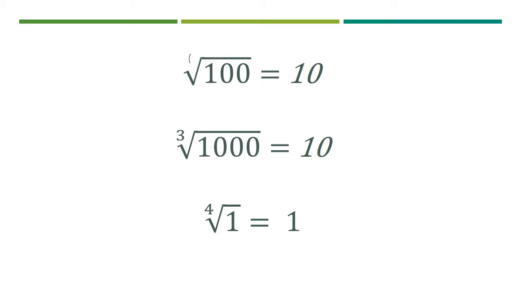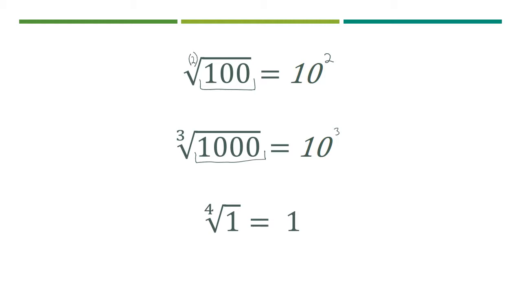So remember, there's an imaginary 2 right here. And what we're asking is what number will multiply by itself twice to obtain 100? Well, the answer to that is 10, because 10 times 10 is 100, or 10 squared is 100. Here we have the cubic root of 1000, and what we're asking is what number multiplies by itself 3 times to obtain 1000? And the answer is, again, 10, because 10 cubed is 1000.